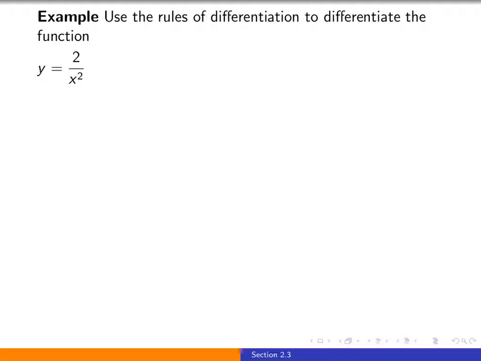Let's use the rules of differentiation to differentiate the function 2 over x squared. Now, at first glance, you might not think that we can apply the rules of differentiation because this is a quotient. We're dividing two functions, and we haven't seen how to do that. But recall, having this exponent of 2 in the bottom can be rewritten as an exponent of minus 2 in the top. So this is very well suited for us to use the power rule on. And the power rule tells us that the derivative of x to the n is nx to the n minus 1. But before using that power rule, we are first going to use the constant rule.